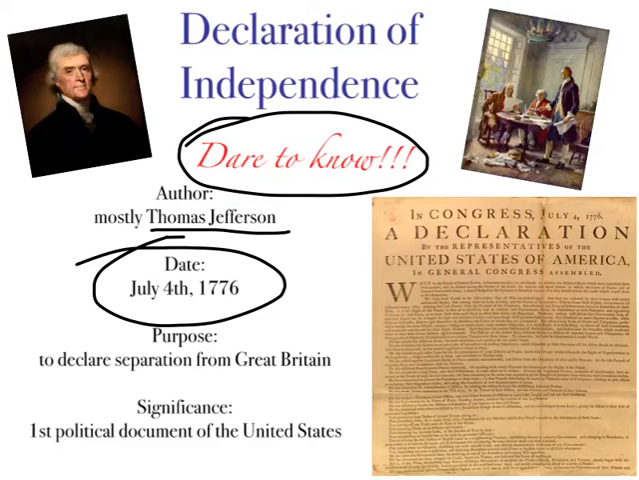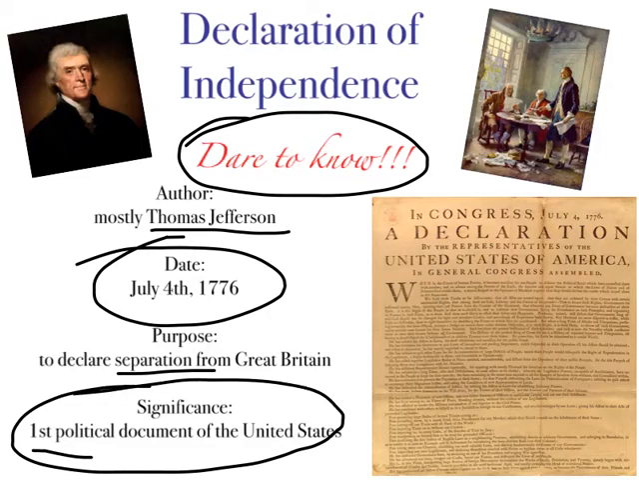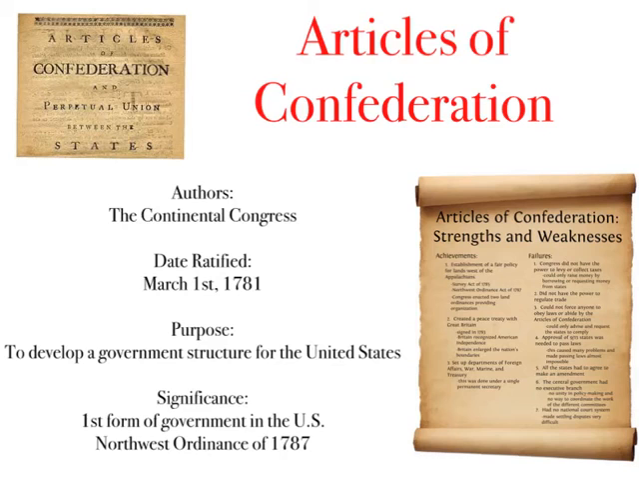So on July 4th, 1776, we begin this great experiment for the world in self-government, and our purpose was to separate from Great Britain. We wanted to declare this not only to King George III, but also to the rest of the world that we were our own independent nation. And the key significance of this document is that it's the first political document of the United States.